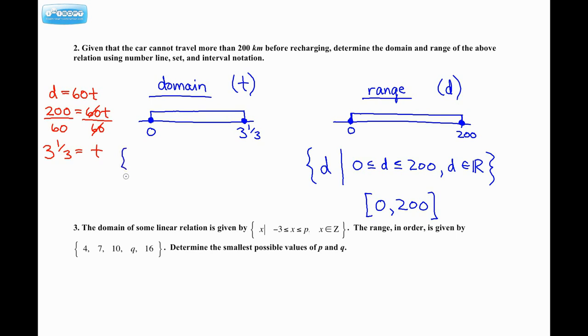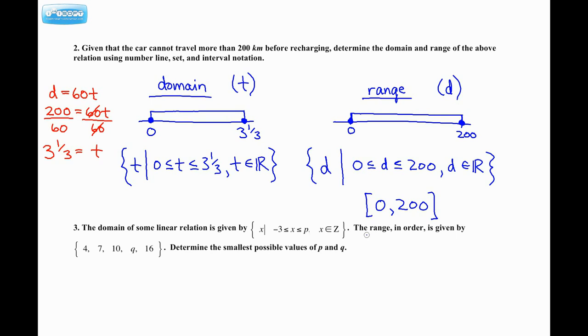So I think it's pretty simple to go to set notation now. So we'll make the curly brackets. So the domain is all values of t such that t is larger than or equal to 0, but less than or equal to 3 1/3, 3 hours and 20 minutes. Inclusive. And it's continuous again, so t can be any real number.